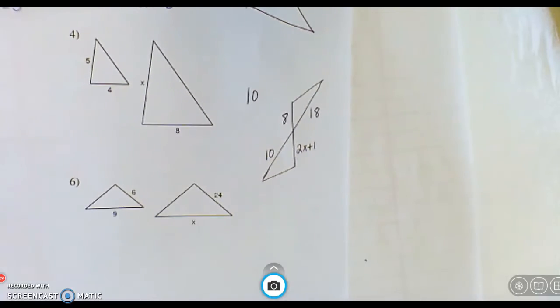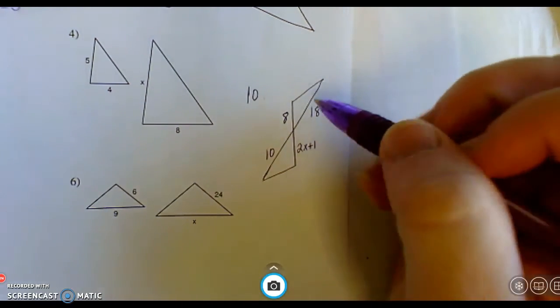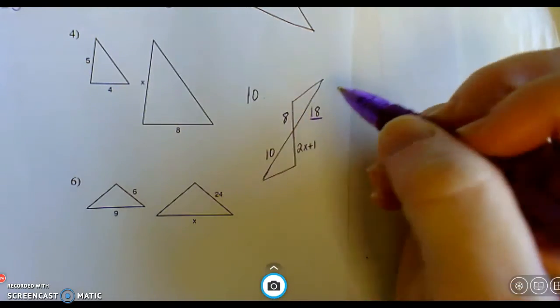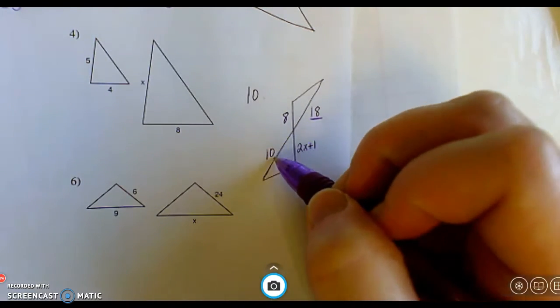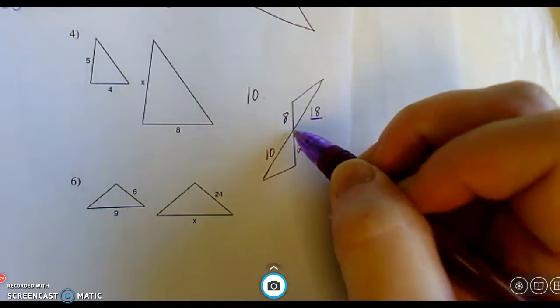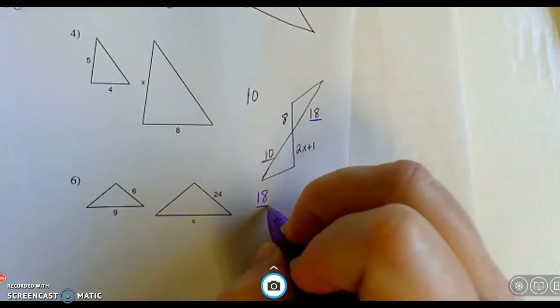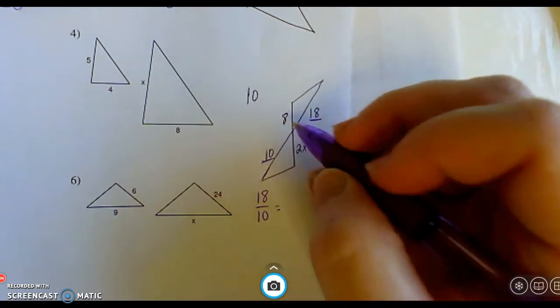So number 10. Similar kind of problem. Let's look at it. So 18 is the bigger side, obviously, 8 and 18. Now look over here. Is this side longer or is this side longer? Well, to me it looks like the 10 is longest, so it looks like 18 and 10 are going to go together. And then these two will go together.